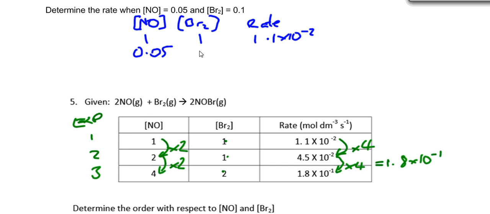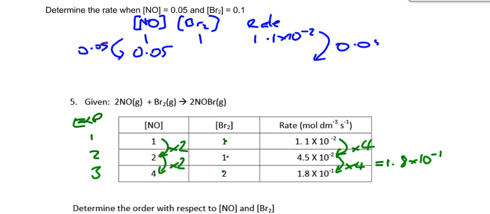What is the order of Br2? Yeah, 0 order, isn't it? So 0 order is not going to have any effect on the rate. So I'm only interested in this. Now here, if you do 0.05 divided by 1, you will get 0.05. So we've got a decrease in concentration here, and that decrease, if you times 1 by 0.05, then you get that decrease. So the rate must also decrease by a factor of 0.05.